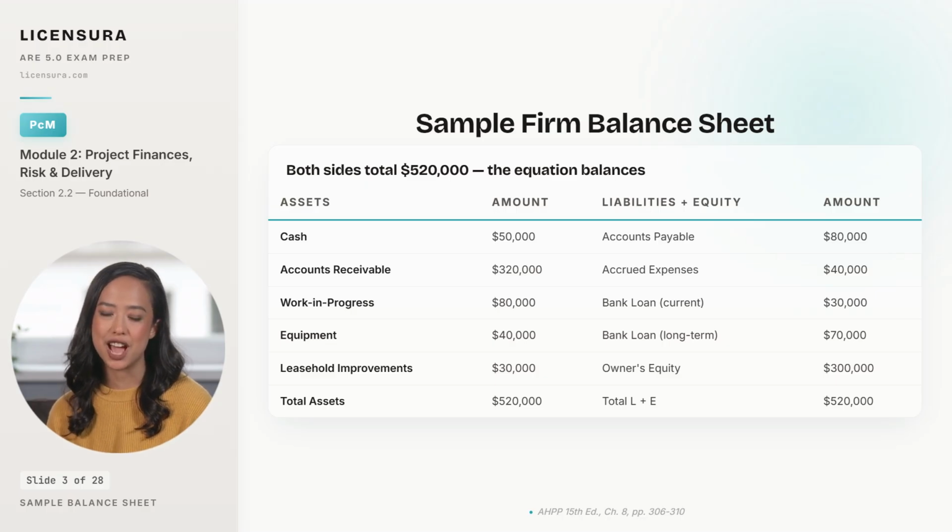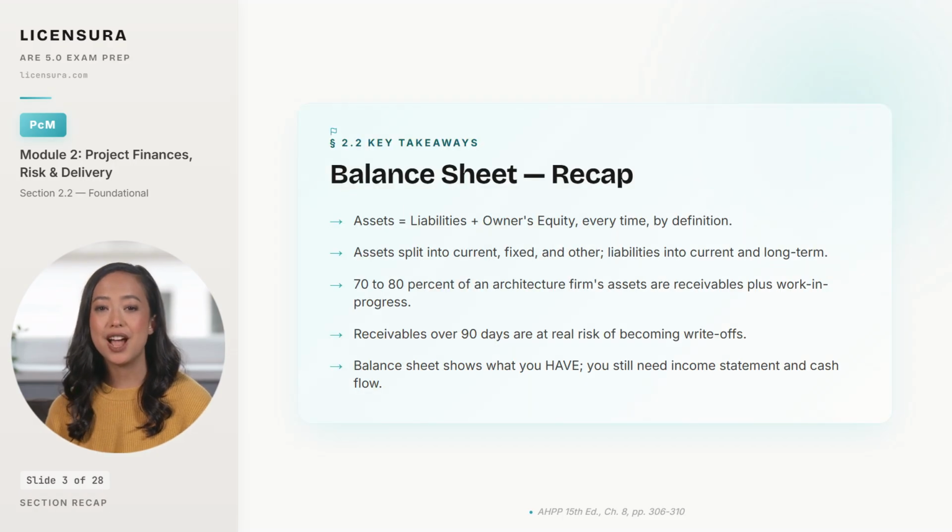The balance sheet is powerful, but on its own, it is incomplete. Five takeaways. First, the balance sheet obeys one equation. Assets equals liabilities plus owner's equity, and it always balances by definition. Second, assets split into current, fixed, and other. Liabilities split into current and long-term. Owner's equity is capital contributions plus retained earnings.